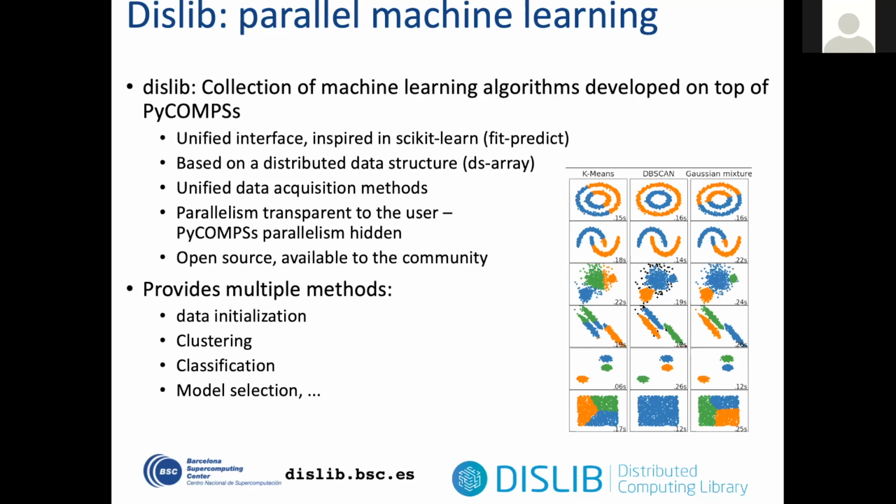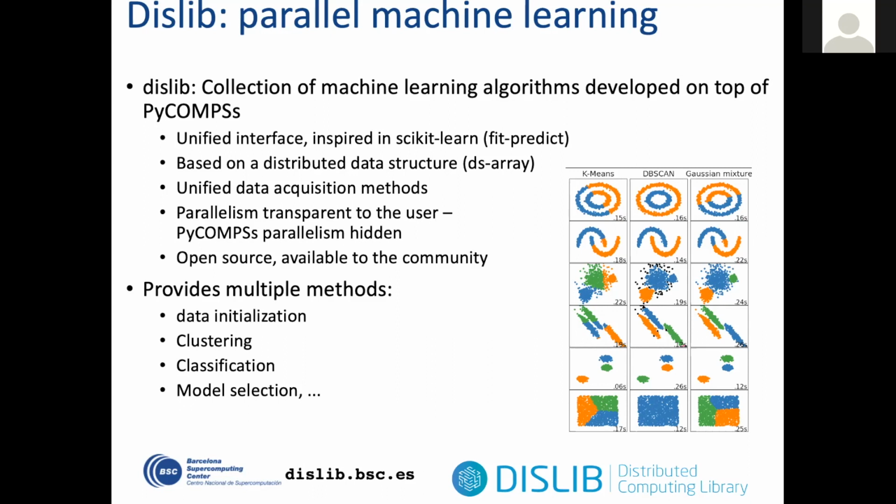And for this, he was inspired by the scikit-learn library, which is very popular for people using machine learning, and has these basic methods of fit and predict. So we will see this in the examples. Then he designed this distributed data structure with our collaboration, that is the DS array. We'll explain a bit how this array is organized in the next slide.